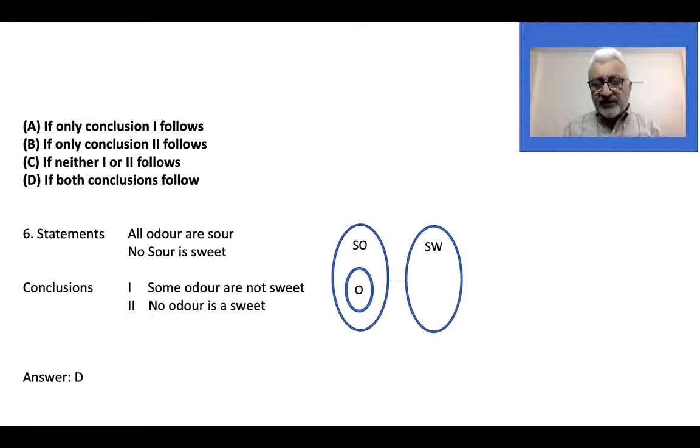I hope you're not confused in this. Very clear. If SAR is away from sweet and SAR has odor inside it, odor cannot ever mean sweet. Hence, D is the answer.